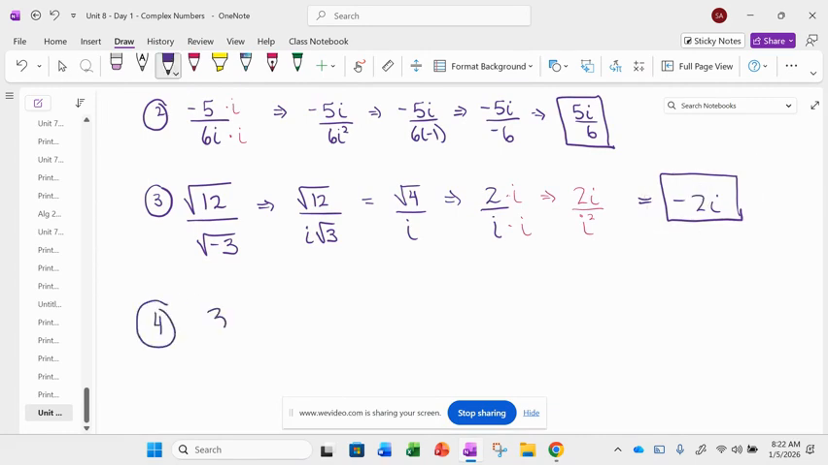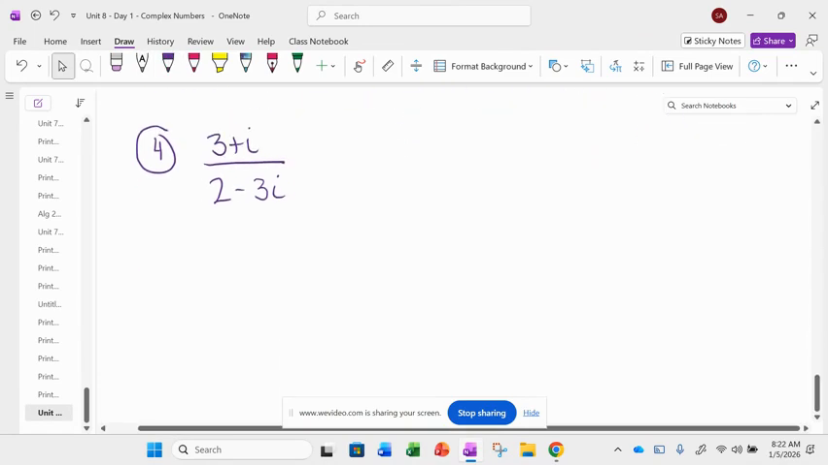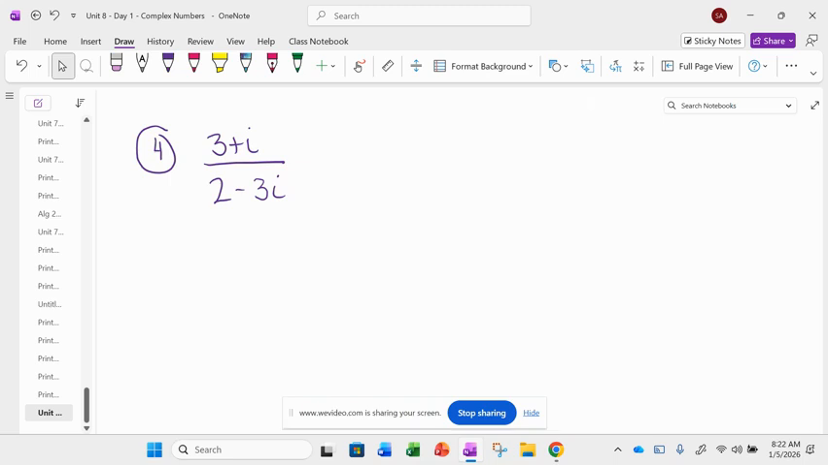Okay, let's say I have 3 plus i over 2 minus 3i. Can I just rationalize by multiplying top and bottom by i? No, because if I multiply the numerator and the denominator by i, in the denominator, I have to distribute in that i. So then I would give an i to the 2, and I would cancel out the i with the 3. But that won't help me because now I'm adding a different i.